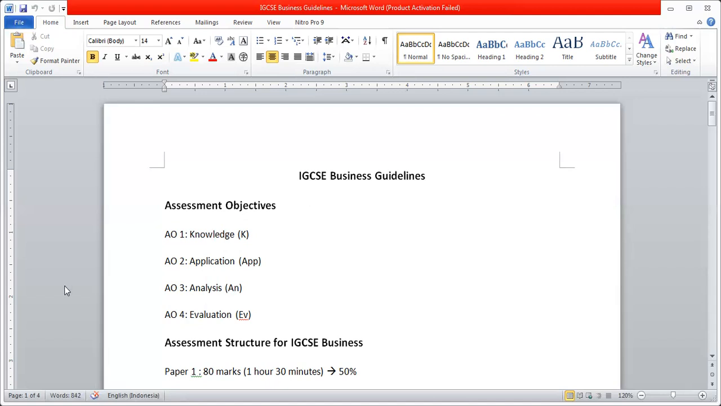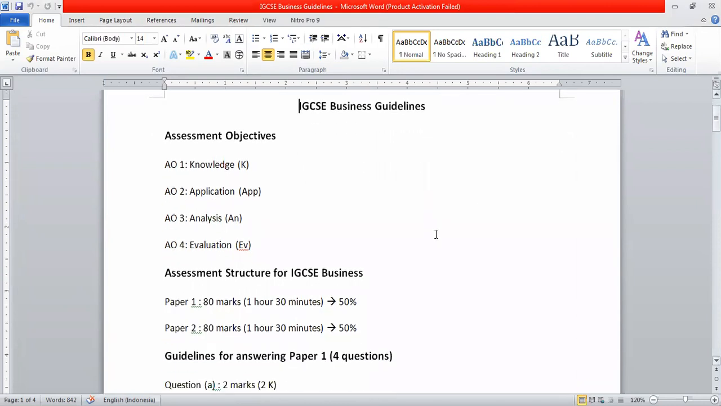Next, I will show the questions that correlate to each guideline. Just a recap that we have 4 assessment objectives in business. AO1 is knowledge, AO2 is application, AO3 is analysis, AO4 is evaluation. Usually when we talk about knowledge, we abbreviate it as K, application is APP, analysis is AN, and evaluation is EV. That is how we usually abbreviate it.